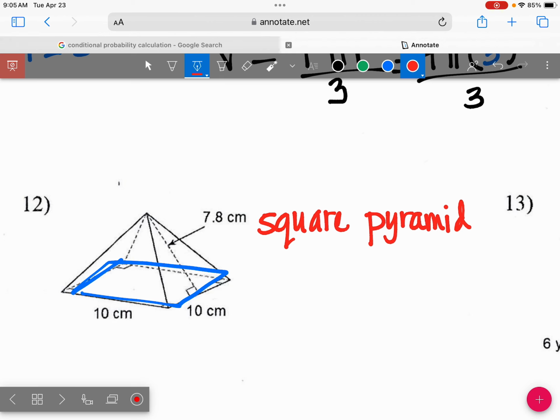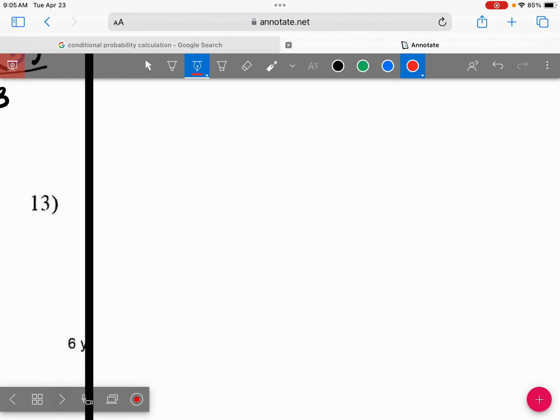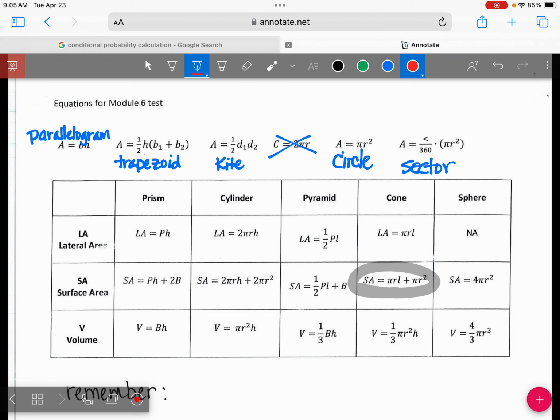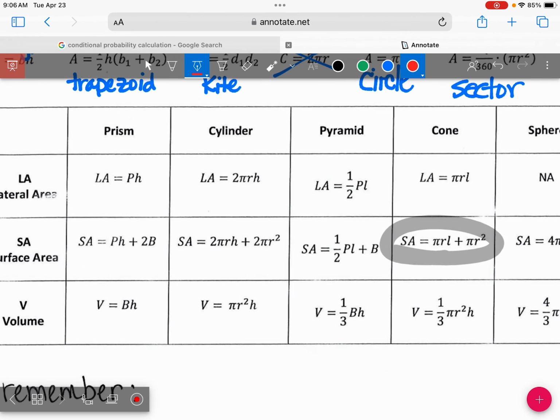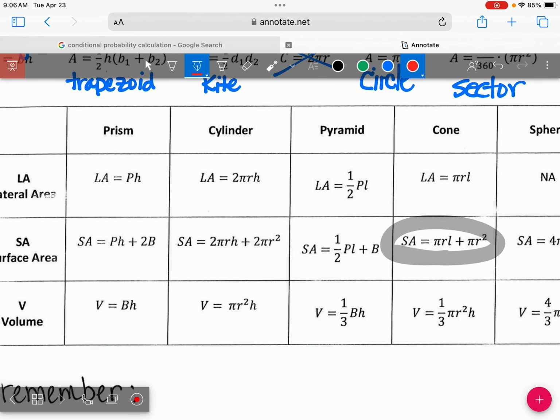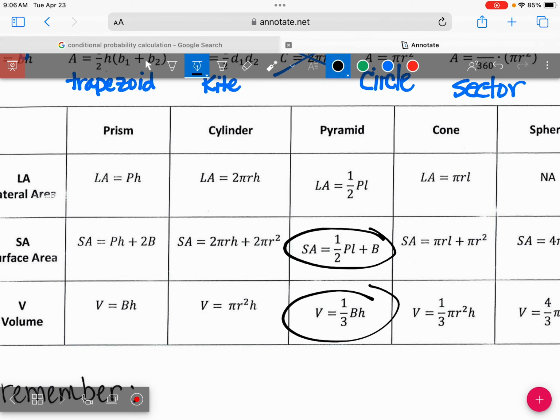Okay, so let me go ahead and go to the last page. These are your formulas for all of the shapes that we've covered. What are we trying to find? Oh, surface area and volume. So in this pyramid formula, I'm using this one and this one. So let's go ahead and find it.